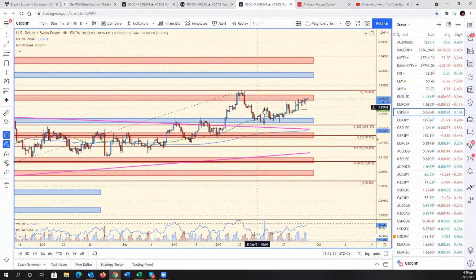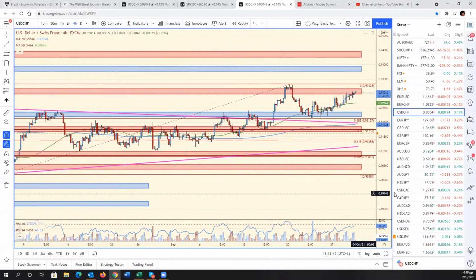Now, zooming in closer, you'll notice that here is our support area. So 92.10. And the next resistance is the 93.33 high. So 0.9333. And the bias is bullish.